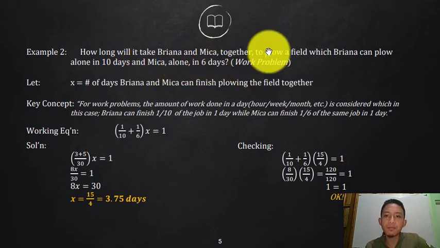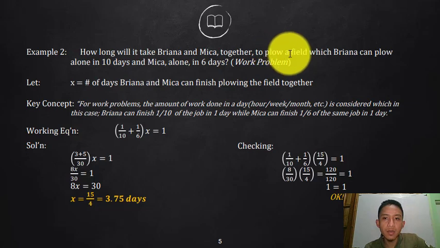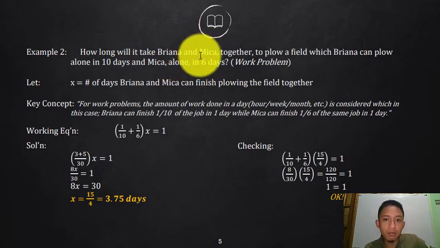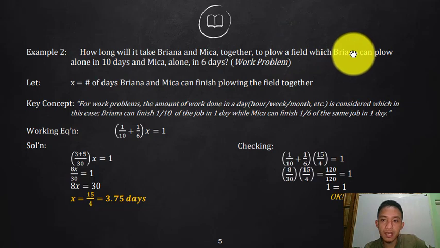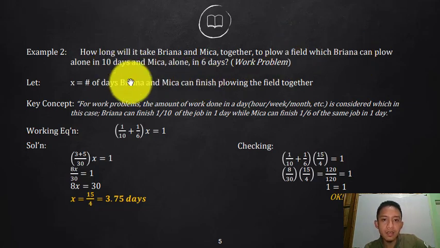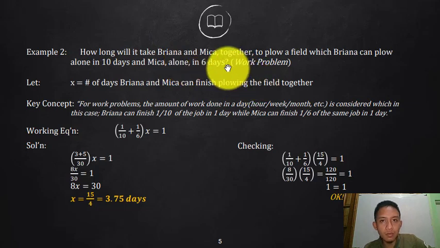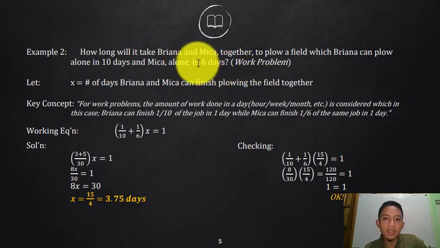So we are talking here of plowing a field. And the unknown here is how long it will take both Brianna and Mika if they work together to plow a field, which Brianna alone could plow in 10 days, and which Mika alone could plow in 6 days. The question is, what if they work together? How long will that be? Since that is in days, the unit we need to express our answer in is days. So that is the question.